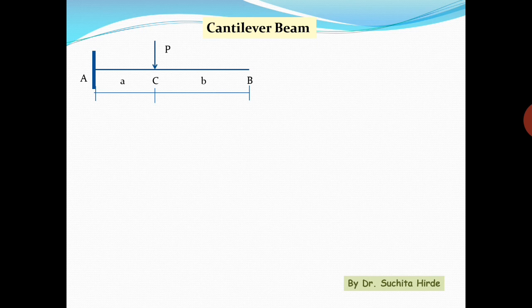So to calculate these support reactions, we have to apply the equilibrium conditions. So for that, first of all, we will draw the free body diagram. To draw free body diagram, first of all we have to separate the structure from its support. So when we separate this structure from its support, it will look like this. Now in place of support, we will apply the equivalent forces or equivalent reactions.